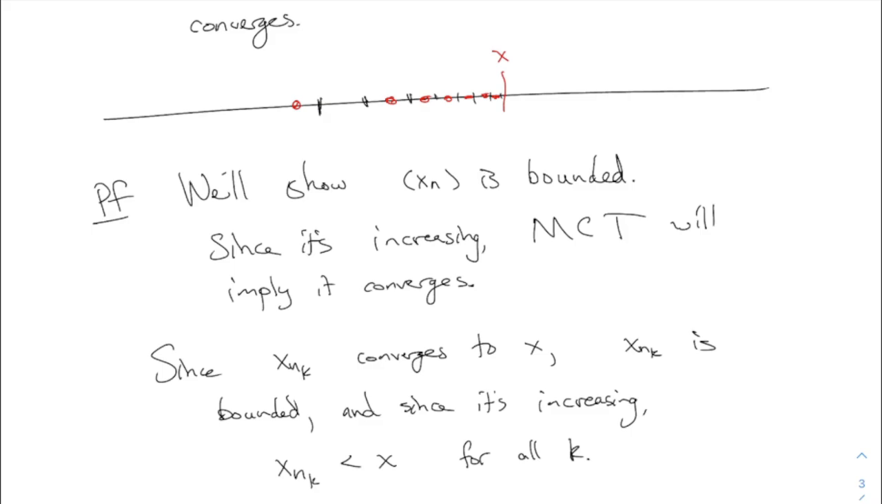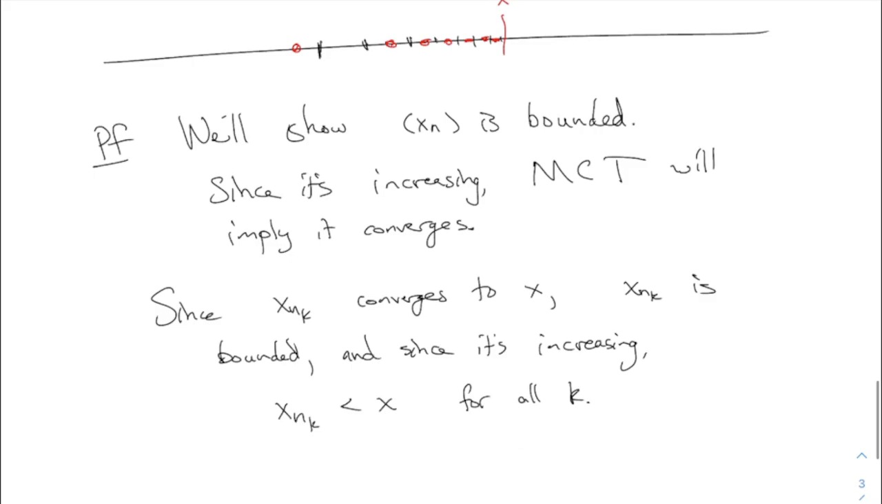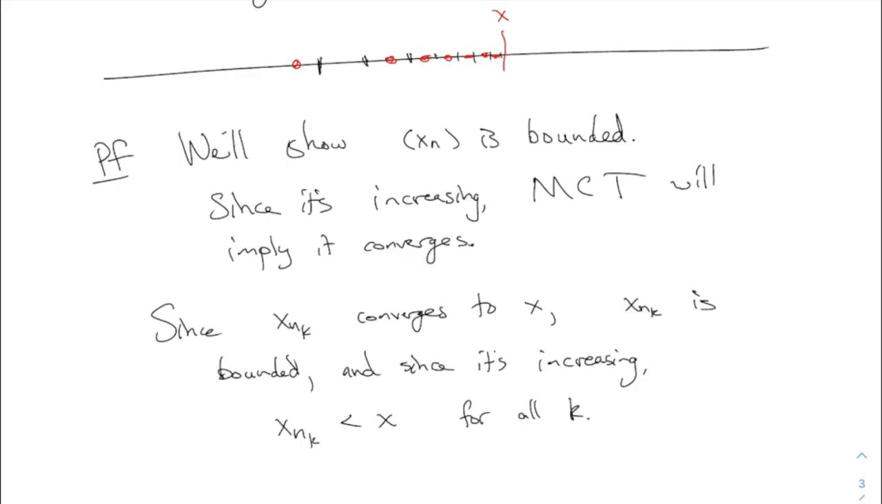Then why does that mean, remember what we're trying to show is that the entire sequence, all the other stuff, is also bounded. I think actually it's also bounded by x, right? Everything here should be less than x. So can anyone explain why the other terms are also less than x? Because then that'll do it. We have to show that everything is bounded by x. Yeah?